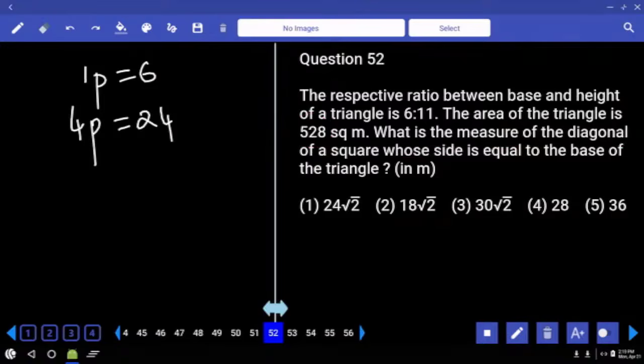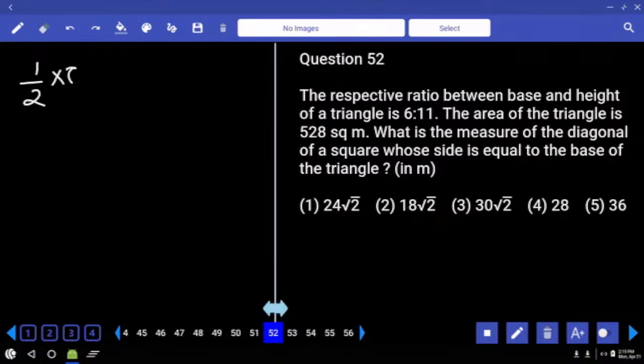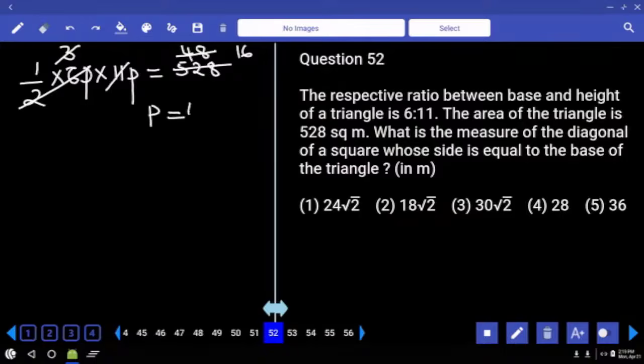The respective ratio between the base and height of a triangle is 6:11. The area of the triangle is 528. Area of the triangle is half base into height, equal to 528. 3 times 11, 48 times 3, 16 times. P square is equal to 16. P is equal to 4.